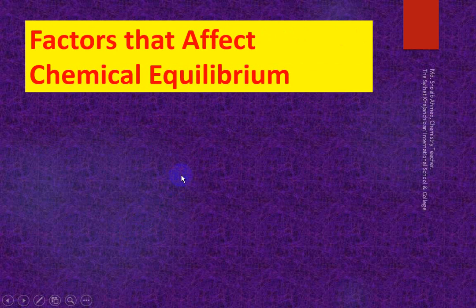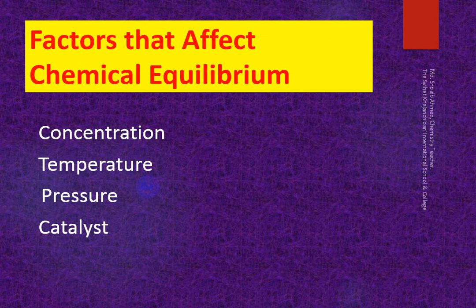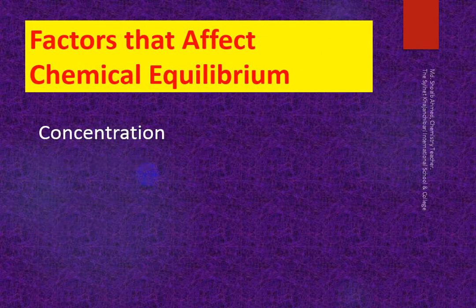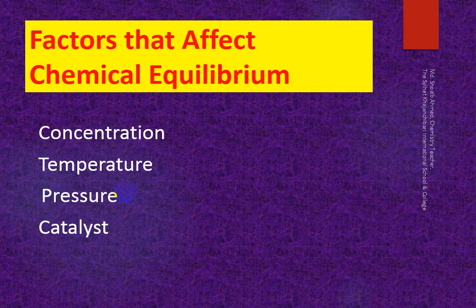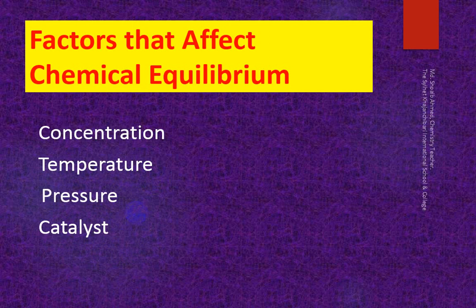Factors that affect the chemical equilibrium: concentration, temperature, pressure, and catalyst. These are the factors that affect the chemical equilibrium. These things affect the rate of the reaction.